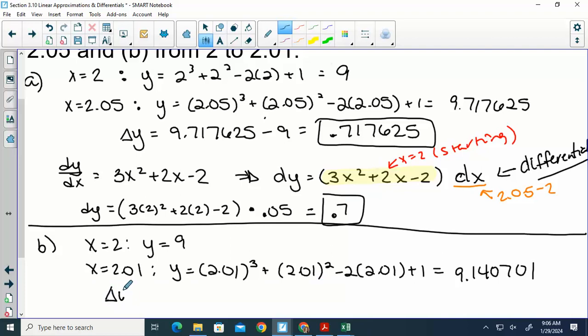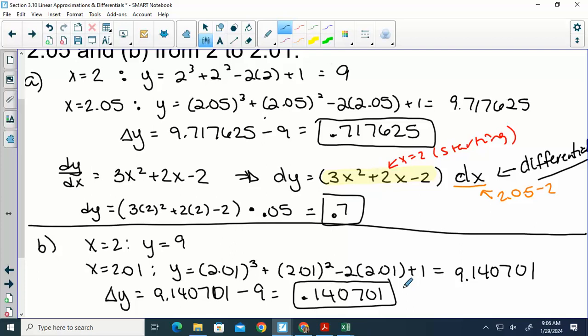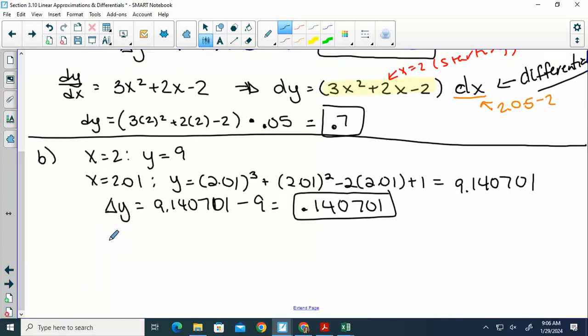So what is my actual change in y? It is our ending value minus the beginning value. So the actual amount y increased on this one is 0.140701. So if I wanted to estimate my dy, we already have the formula for it. 3 times my x squared, that's my beginning x, times, what is the change in x this time?